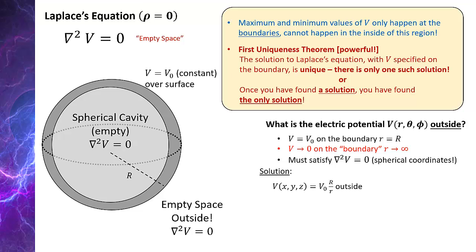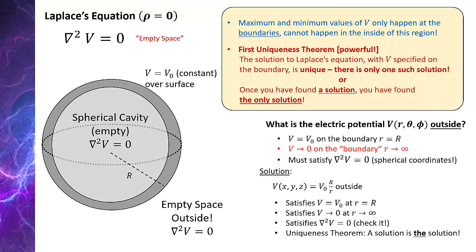So I'm just going to guess something that is V naught, big R over little r, in the outside region. And this guess is motivated by the fact that, well, if I put little r equal to big R, then I get V equal to V naught at the surface. And if I take r goes to infinity, I get 0. And so this satisfies my boundary conditions. You might be wondering whether it satisfies the Laplacian equal to 0 in spherical coordinates. And indeed it does. You can check it.